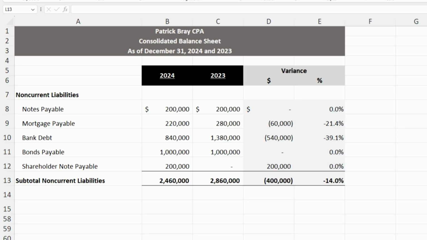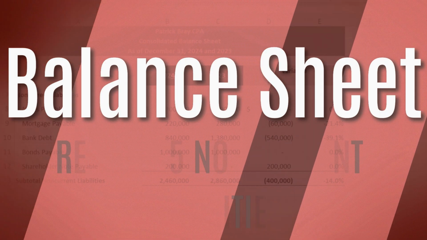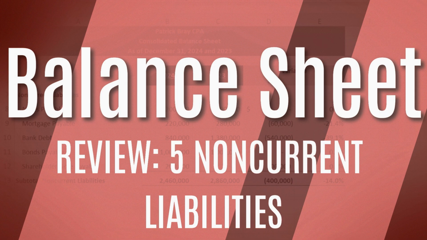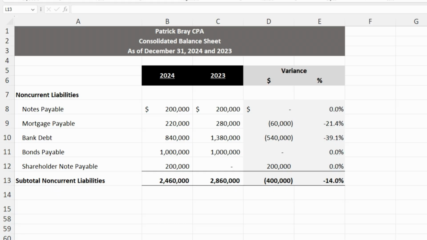We're going to be looking at the balance sheet today. We're going to be looking at liabilities and specifically non-current liabilities. So what is a non-current liability? It is a liability that is not due or doesn't mature. The maturity is greater than 1 year. This is going to be your bottom section of the liability section.